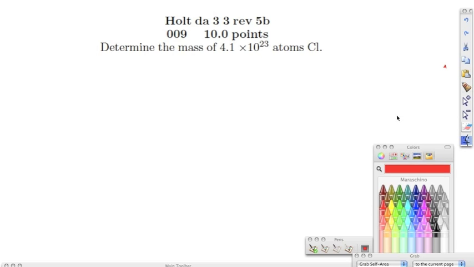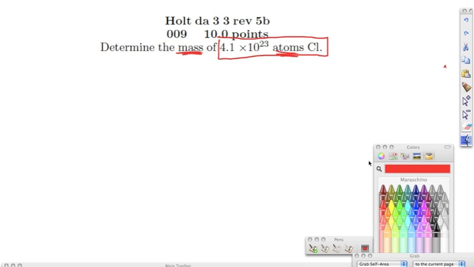All right, guys, on this next one, it says determine the mass. So anytime we see mass, we're going to be dealing with grams of 4.1 times 10 to the 23rd atoms of chlorine. It also says atoms. So it says mass and it says atoms. We don't see any moles in here.